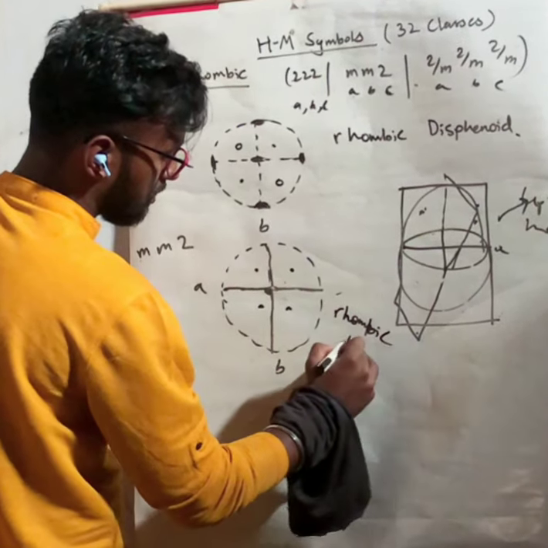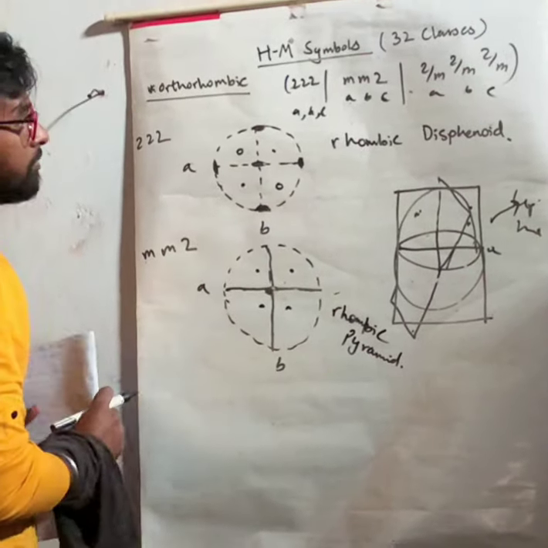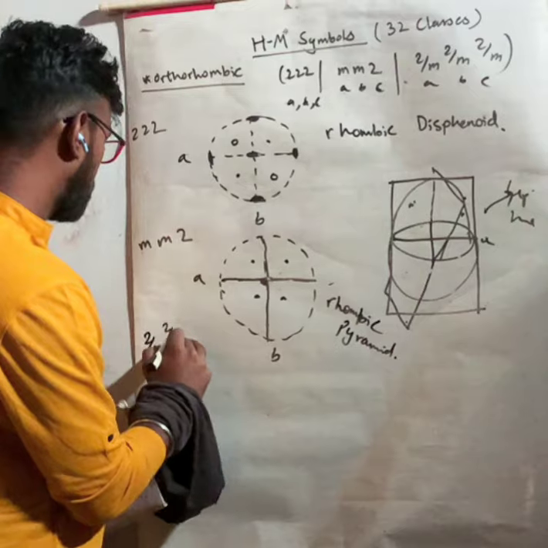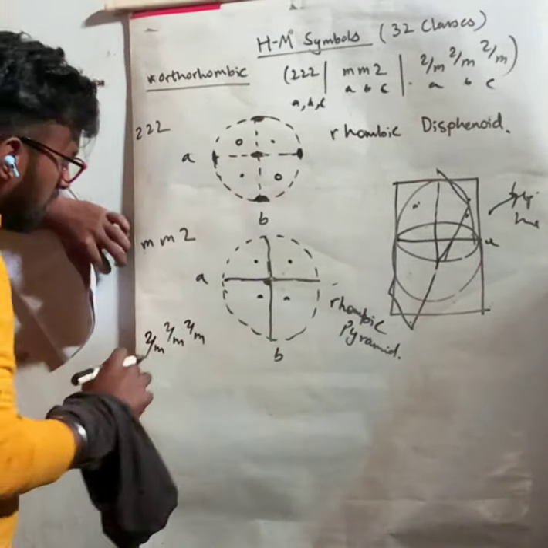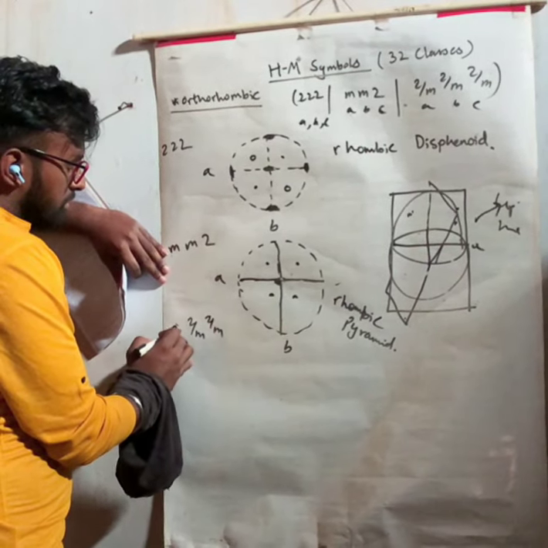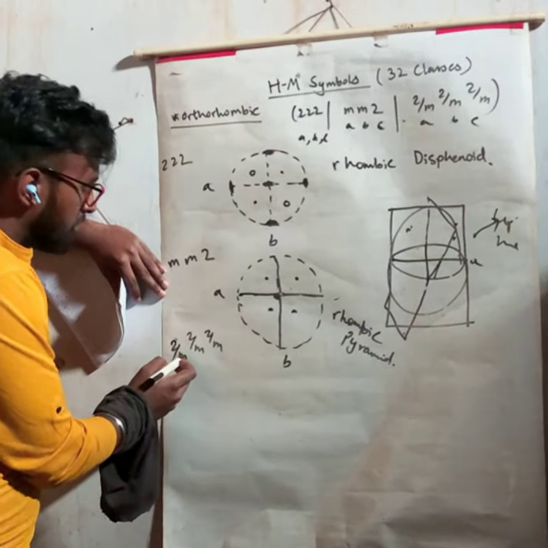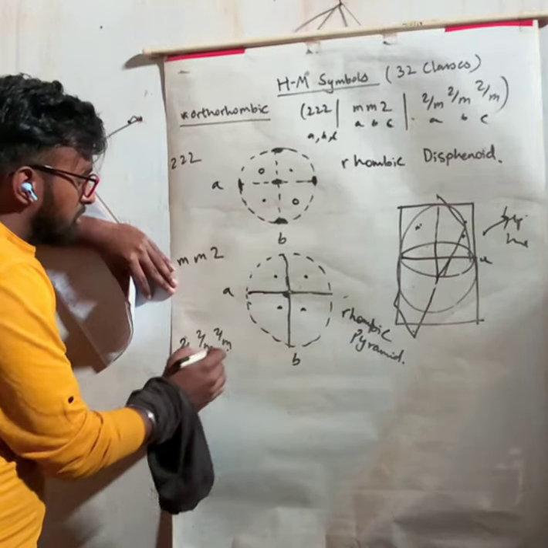Rhombic pyramid. Now we will move on to 2 by m, 2 by m, 2 by m. So this one actually represents A as an axis of two-fold symmetry, and the plane perpendicular to it is a mirror plane. Similarly, for B and C, this is true.